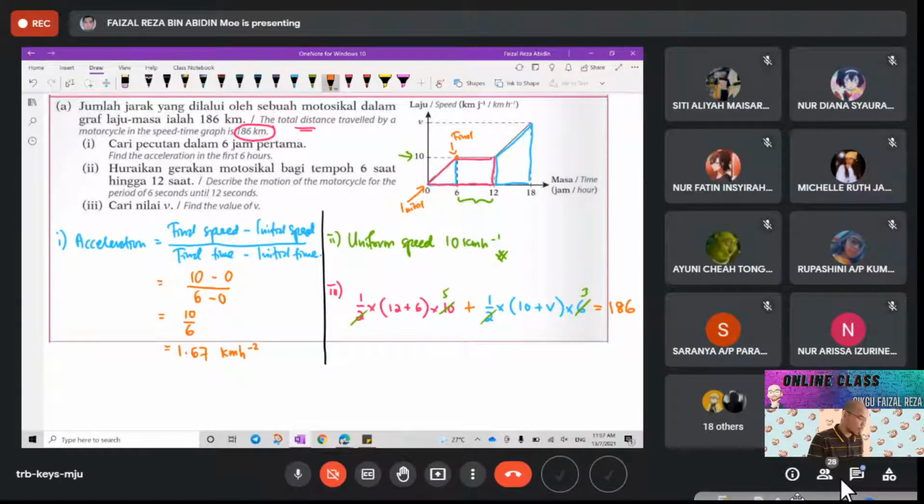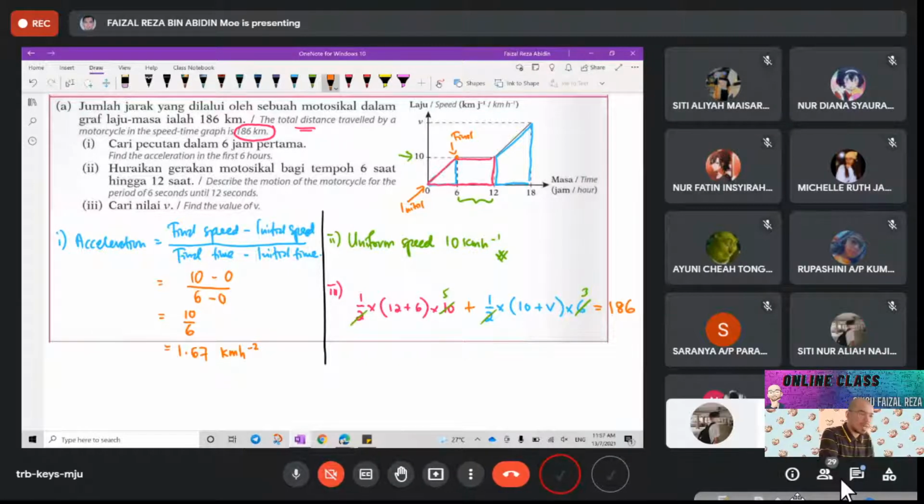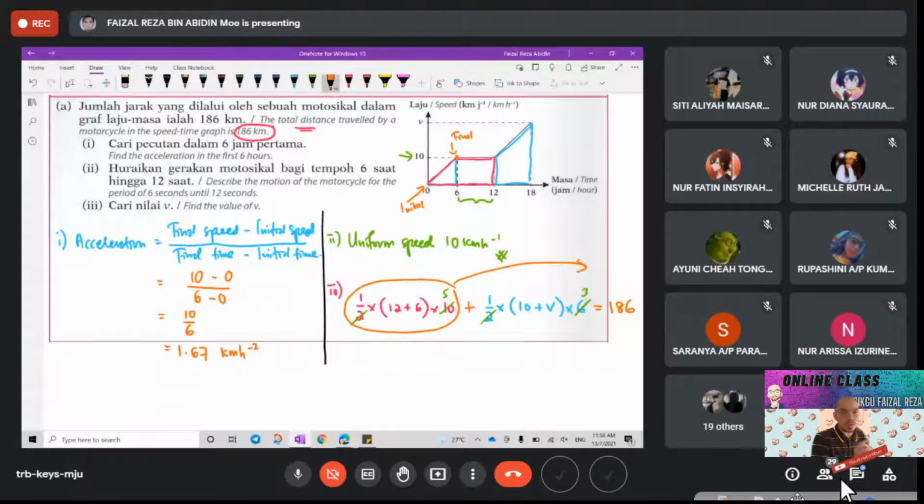12 plus 6 is going to be 18. 18 times with 5, I'm going to get 90. So the whole thing here, I got 90. I'm going to bring it to the right side over there. It's going to be minus. So for this one, I'm going to write back 10 plus V, okay, times with 3 is going to equal to 186 minus with 90.